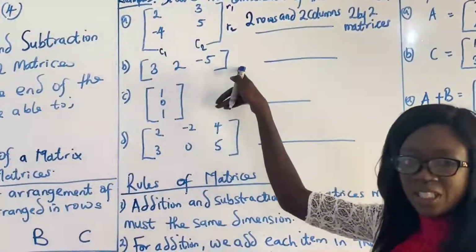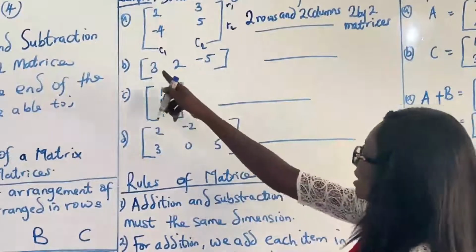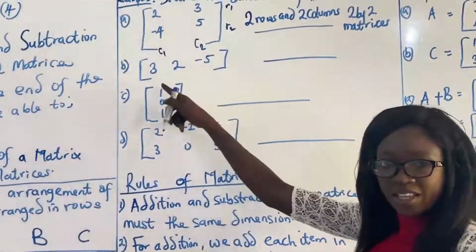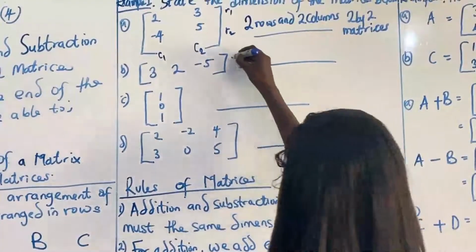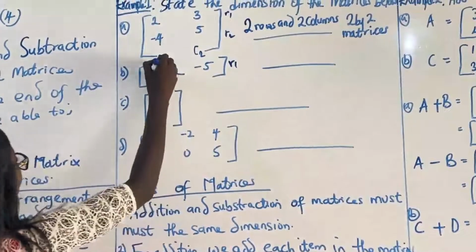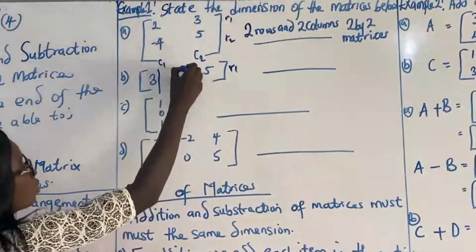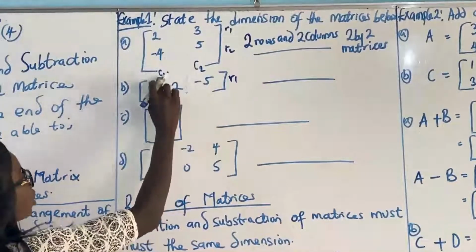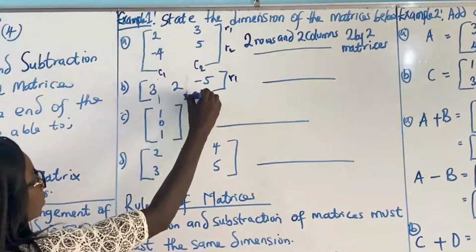Now the next one, let's see how many rows and how many columns. Now you can see that I only have 1 row. Everything here is in 1 row. I have 1 row. And how many columns? So this one here, 3 is in 1 column, 2 is another column, and 5 in that column. So I have in total 3 columns.